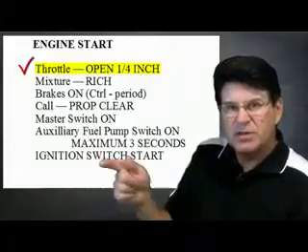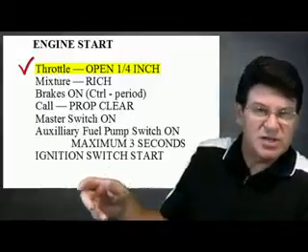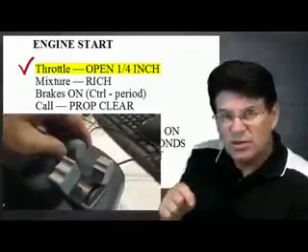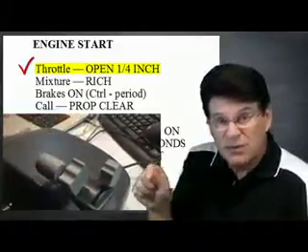All right? And then we'll have our hand on it while we start it and we'll be adjusting it. On the CH yoke, the throttle is all the way back toward you for idle and all the way forward for full throttle. So we bring it back and then forward just a bit.